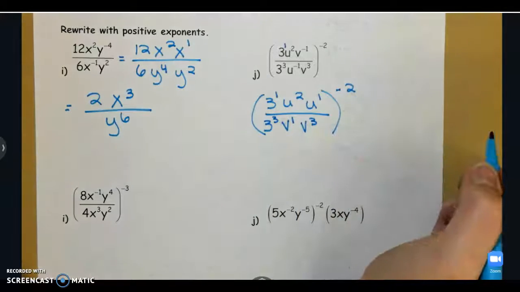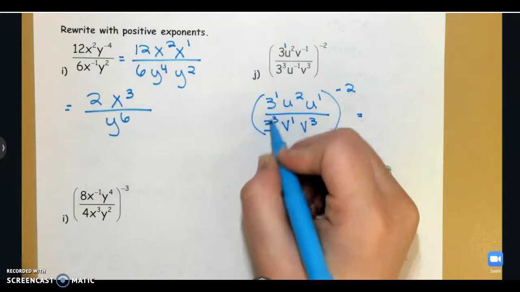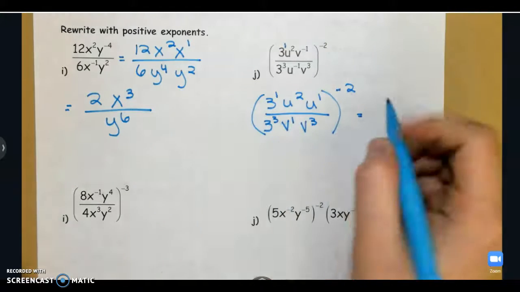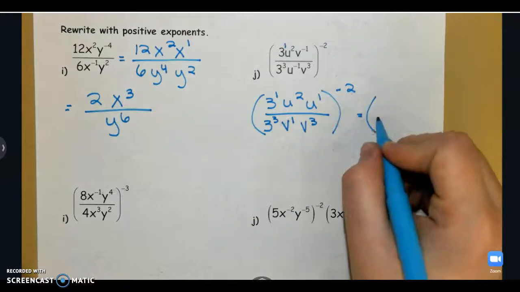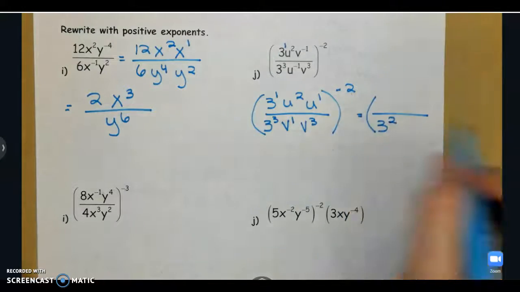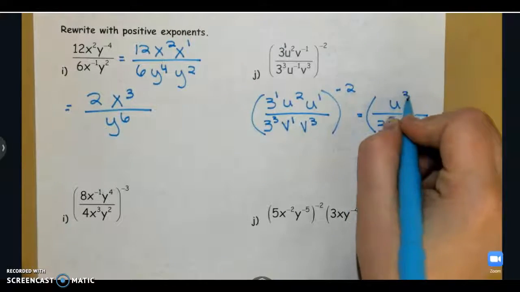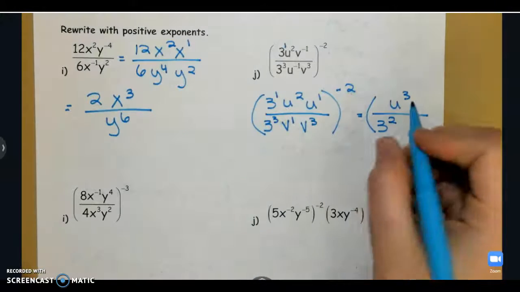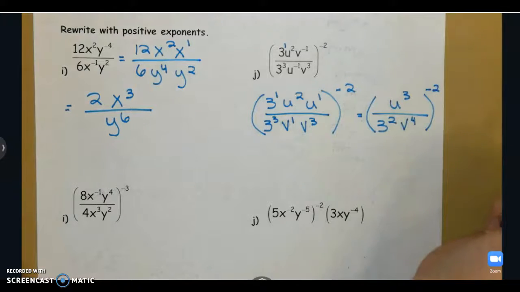So now let's combine our like terms and simplify. 3 to the 1 over 3 to the 3rd. Those are like terms, so I'm going to subtract their exponents, and it goes where the larger exponent is. So that's going to give me 3 squared in the denominator. U squared times u to the 1 gives us u to the 3rd. V to the 1 times v to the 3rd gives us v to the 4th. And this is all being raised to the negative 2 power.